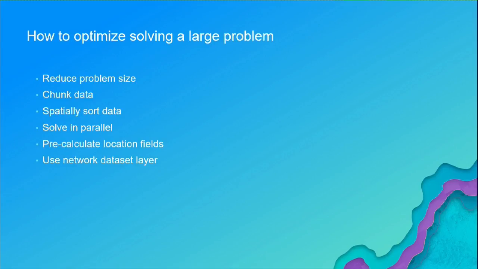So what are some things you can do to optimize solving a large problem? Well, the first thing to do is to try to reduce the problem size if possible. Then you can chunk up your data if you still need to. Spatially sorting that data can help you out. And then once you've got your chunks, you can solve in parallel. And then a couple of network-related things you can do as an added bonus are to pre-calculate the network location fields and then use a network dataset layer instead of a catalog path to a network dataset. I'm going to go through each one of these in more detail, and then Dilesh is going to show you an example in the code that walks you through all of these things.